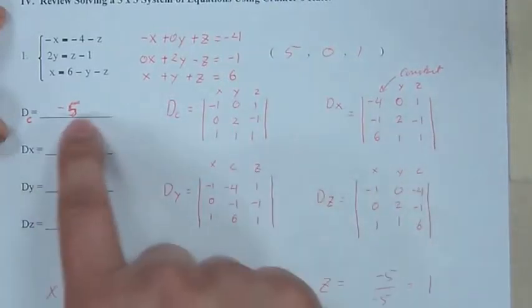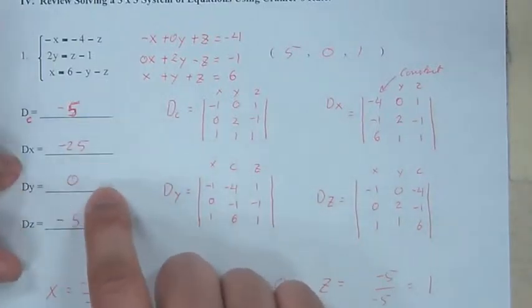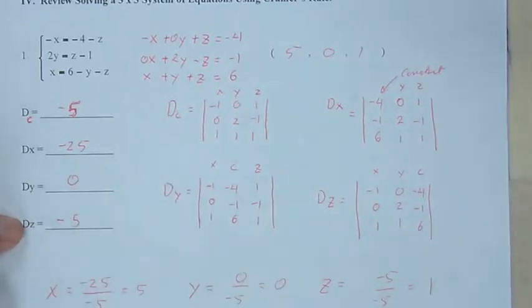We find the determinants of each of these. Determinant C is negative 5. Determinant X is negative 25. Determinant Y is 0. Determinant Z is negative 5. We apply it in order to find X. It's dx over dc, dy over dc, and dz over dc to get these answers.